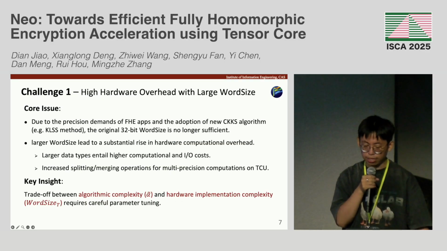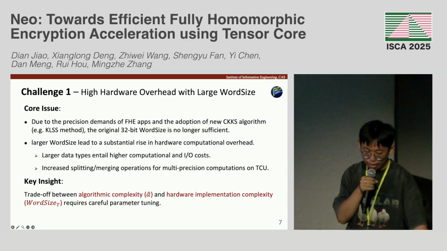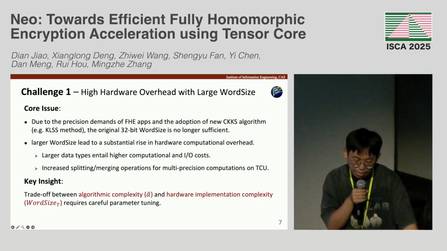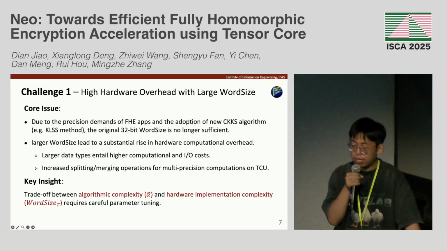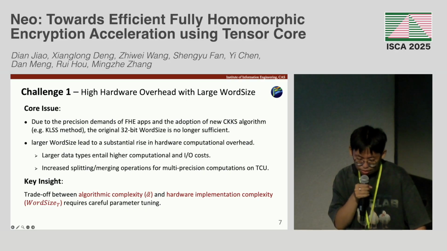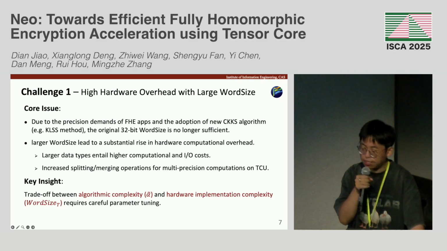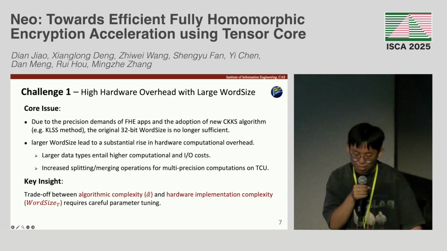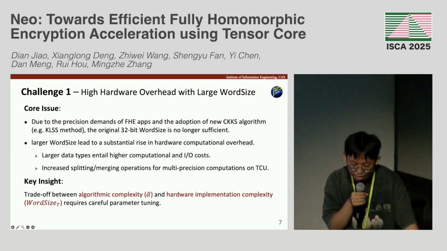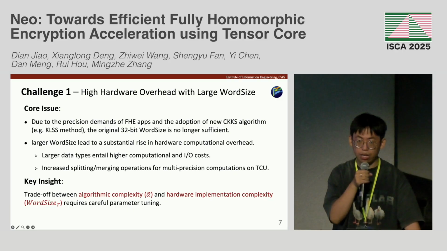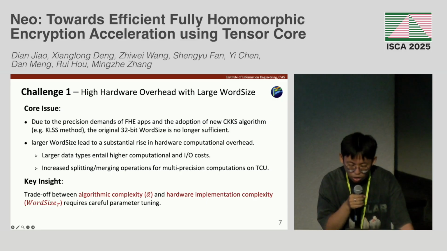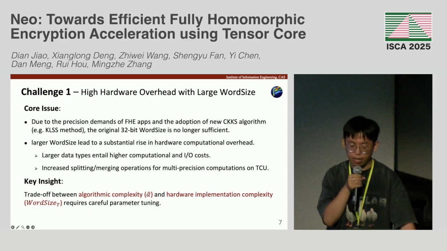The first challenge we encountered is the word size issue. In FHE, the word size refers to the bit width of the modulus after RNS decomposition. To meet the precision requirements of FHE applications, the original 32-bit word size is no longer sufficient. However, increasing the word size leads to a significant rise in hardware computation overhead. This is because larger data types result in higher computational and I/O costs, and also increase the number of splitting and merging operations required for multi-precision computations on Tensor Cores.